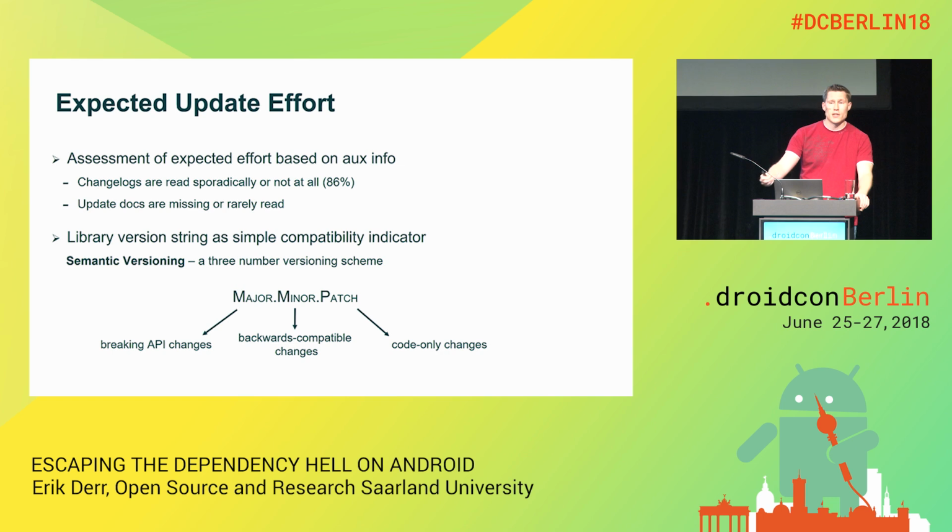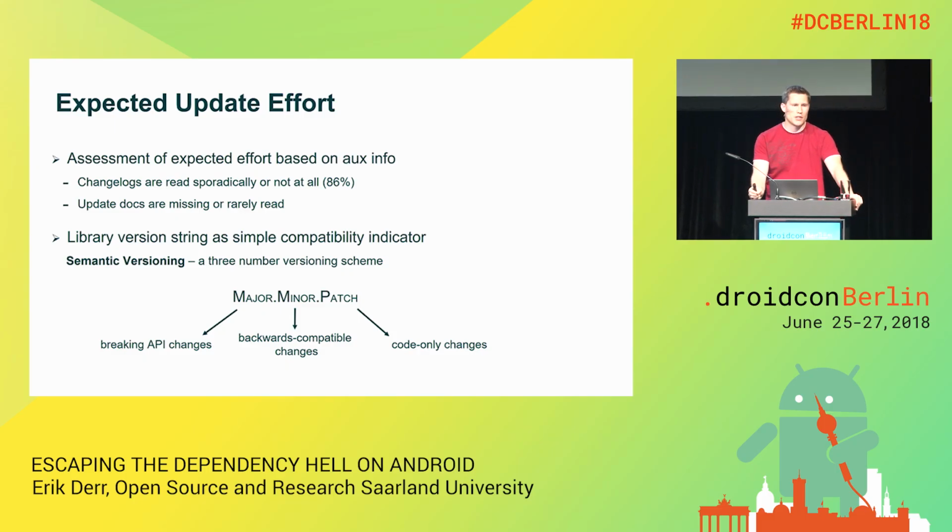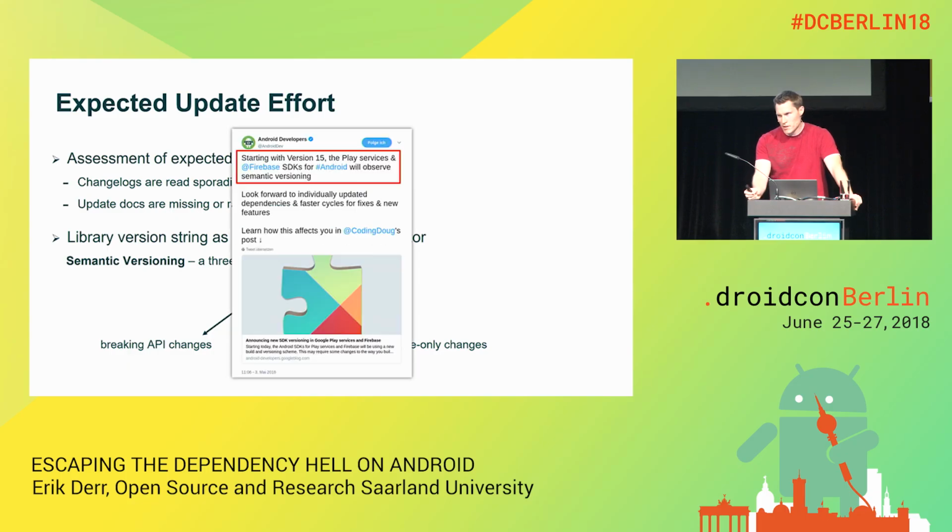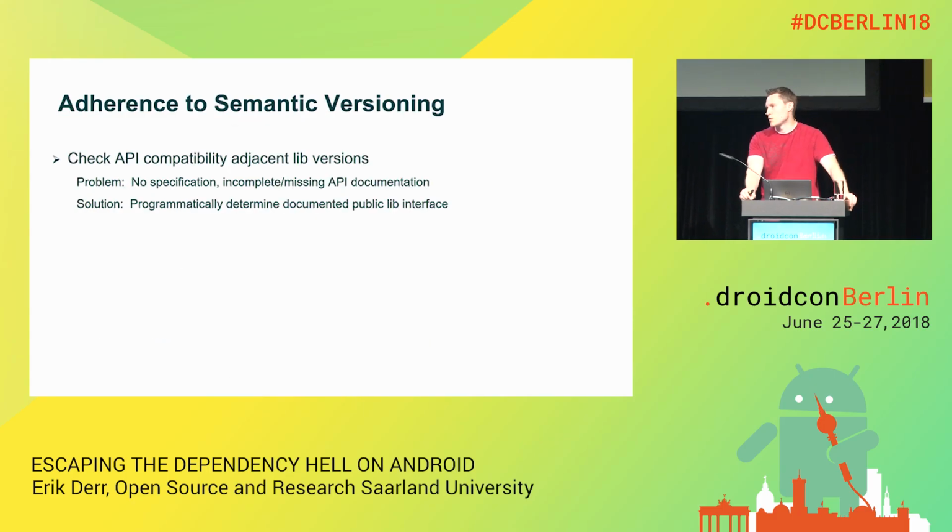You have to increase the patch level whenever you have code changes only, which are by definition compatible. You have to increase the minor version whenever you have backwards compatible changes, for instance, you add new functionality. And whenever you break existing API, so you rename API or remove API, which can potentially break applications, then you have to change the major number. If you're not familiar with this concept, you should read about it, because right after Google I/O, Google announced that starting with version 15, the Play Services and the Firebase SDK will adhere to semantic versioning.